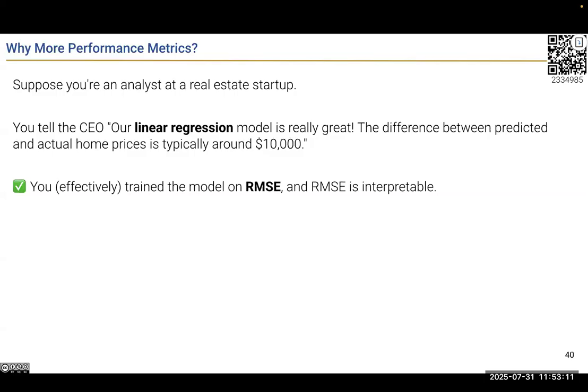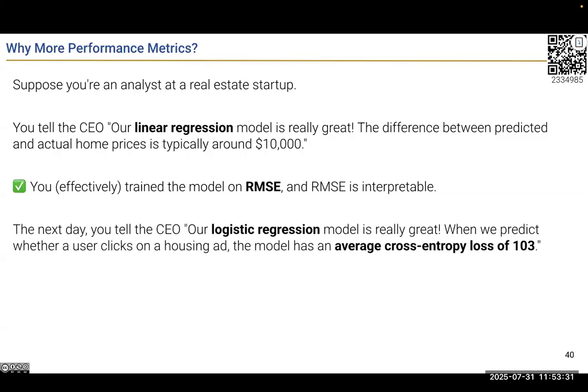Because it's really just that 1 over n part that's missing, but that's fine, because minimizing the mean square error is the same as minimizing the RMSE. So you train a model on the RMSE, and the RMSE is interpretable. It has this nice interpretation here, so you can just report it.